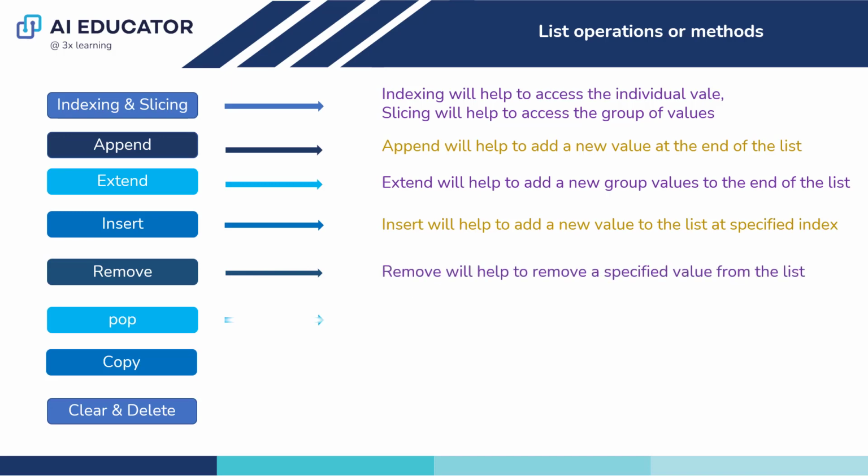Next, we have pop. It will remove the specified value from the list. If we do not specify any value, it will remove the last value. The only difference between remove and pop is that only in pop we can store the removed value into a variable. Next, we have copy.